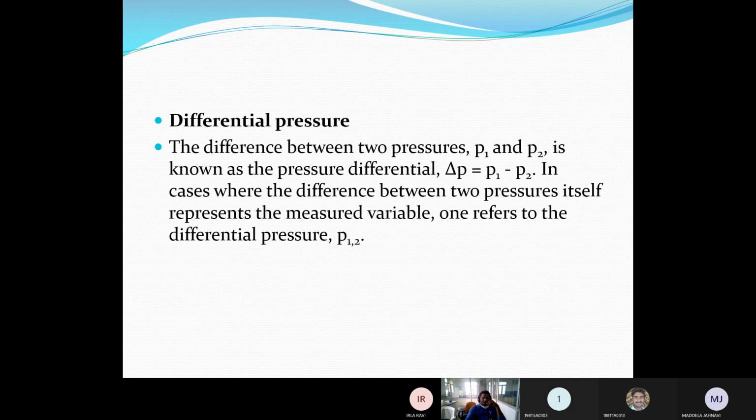Now, what is meant by differential pressure? The difference between two pressures P1 and P2 is known as the pressure difference. This pressure differential may be the difference of pressures at two different points of the same pipe, or the pressure difference between two different points on two different pipes. That is called the differential pressure.